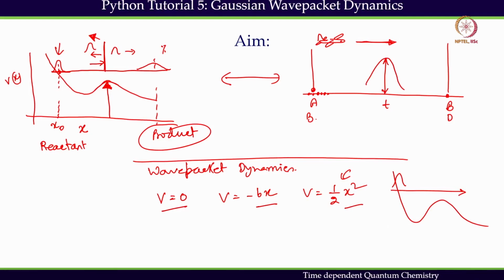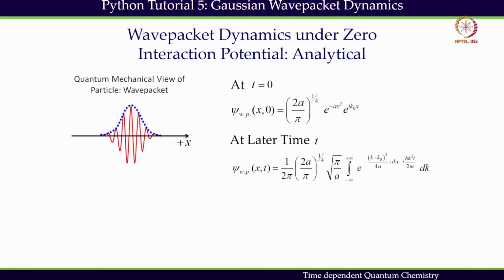Parts of the techniques we are going to use for this entire Wavepacket dynamics, we have already gone over: Fourier transform, then normalization. We'll just integrate them and then we'll come up with the solution. So we'll make use of, as I've told earlier, the split operator approach in this numerical problem.